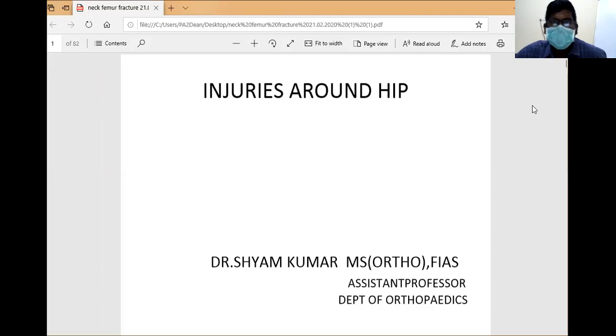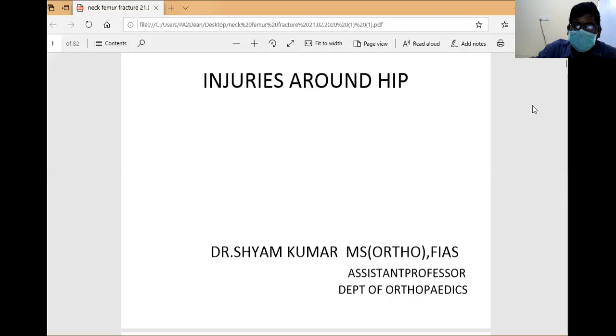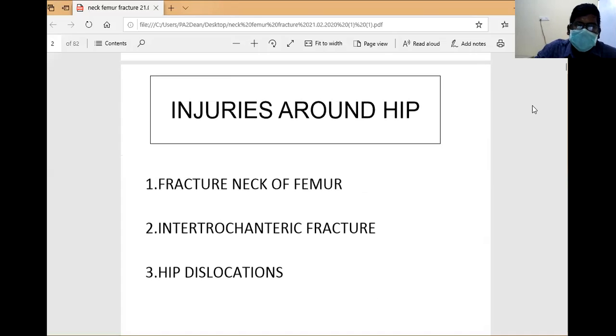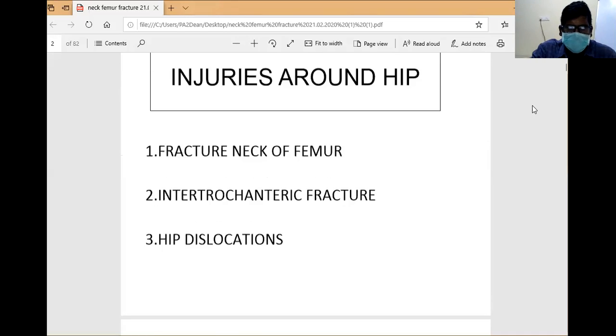So good afternoon everybody. Today's class is on injuries around the hip, and Dr. Shyam Kumar, assistant professor in orthopedics. Injuries around the hip constitutes fracture neck of femur, intertrochanteric fracture and hip dislocations. Fracture neck of femur is also called intracapsular fracture, and intertrochanteric fracture is called extracapsular fracture. And hip dislocations are again anterior, posterior and central dislocation.